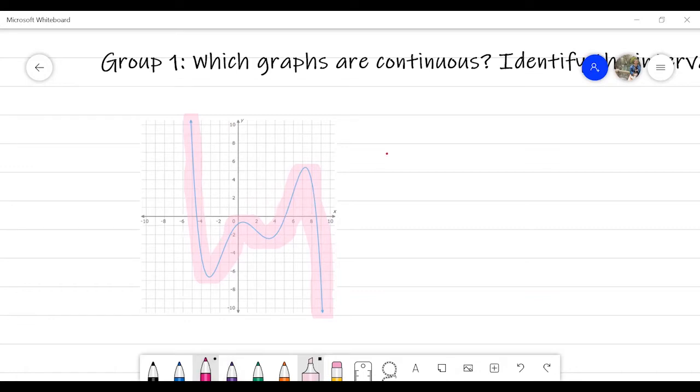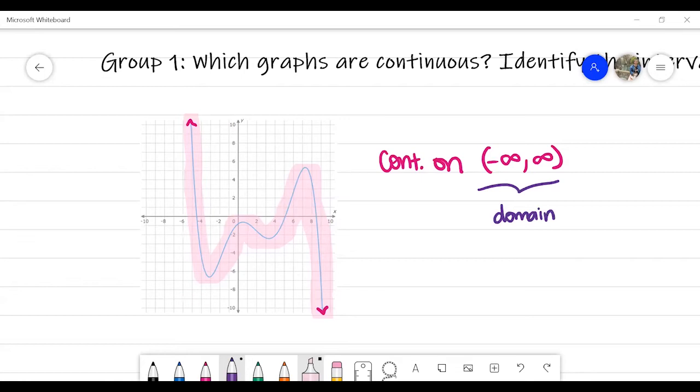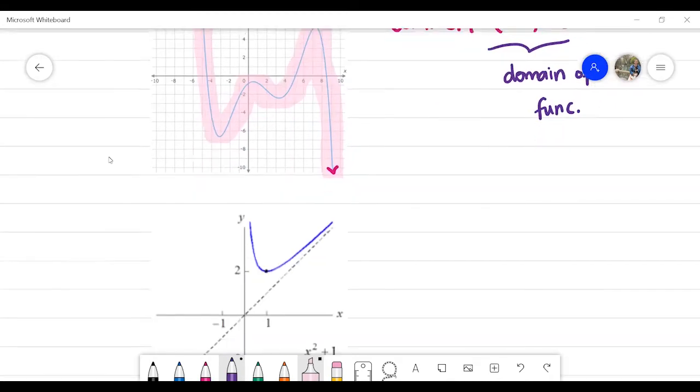And so we would say that this is continuous on, and we would need to include its domain. And so again, because there are arrows on either end of this function, I would argue its domain is negative infinity to infinity, and we'll make that note. This is its domain. Okay, domain of function.